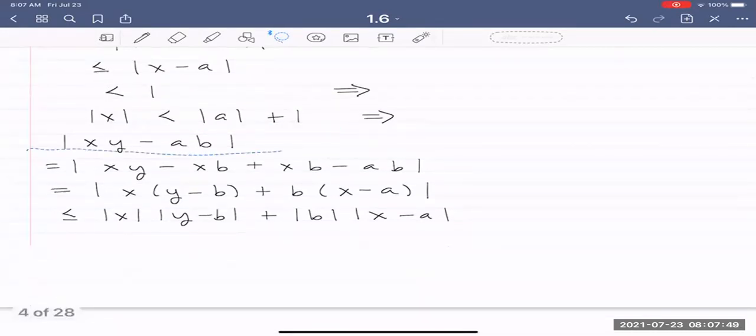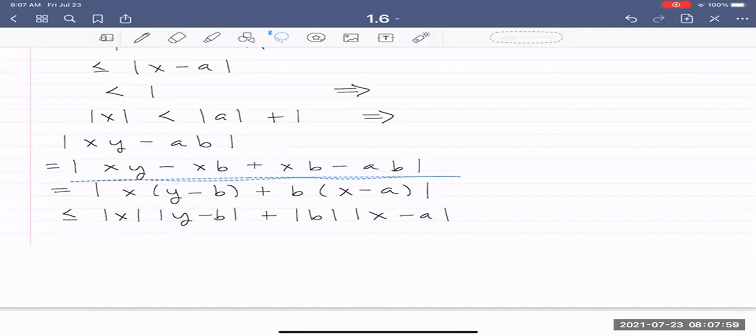Therefore, |xy minus ab| is equal to, just adding and subtracting xb, equal to |xy minus xb plus xb minus ab|, all in absolute value.